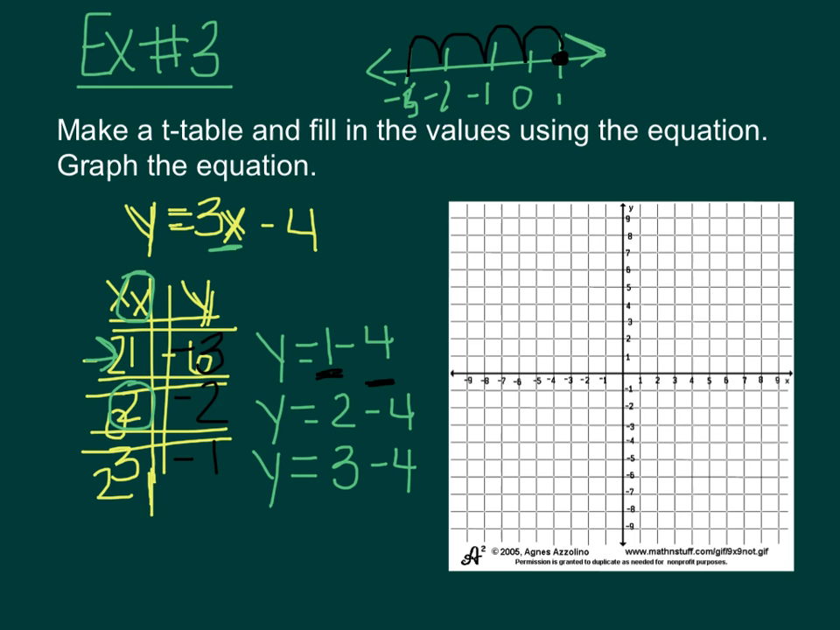Now let's go ahead and plot our points. Our first one is our x and our y. We have 1, negative 3. X tells us how many to go over. Y tells us how many to go up or down. So, over 1, down to negative 3. The next points, over 2, down, negative 2. Last one, over 3, down, negative 1. Connect the points with 2 arrows.